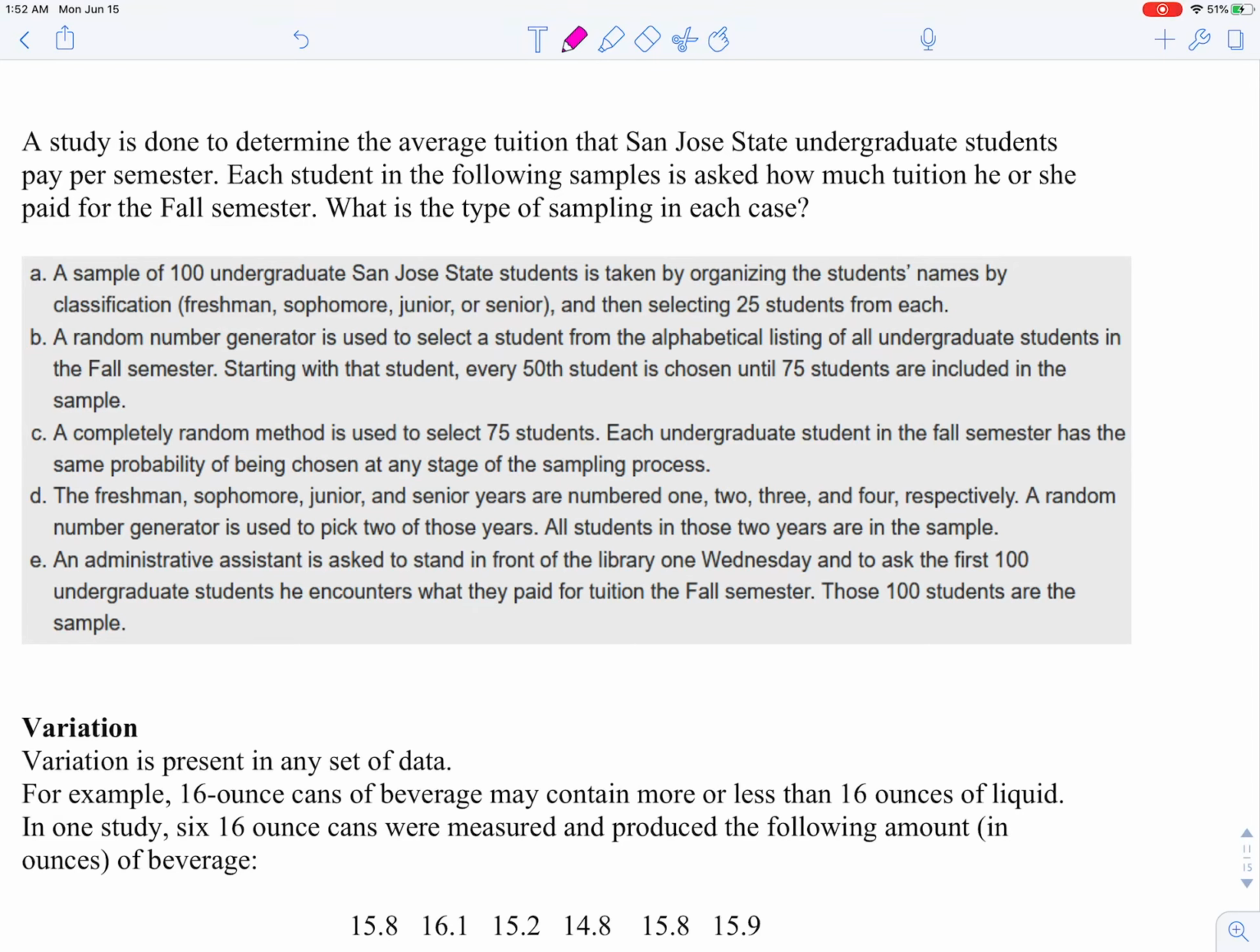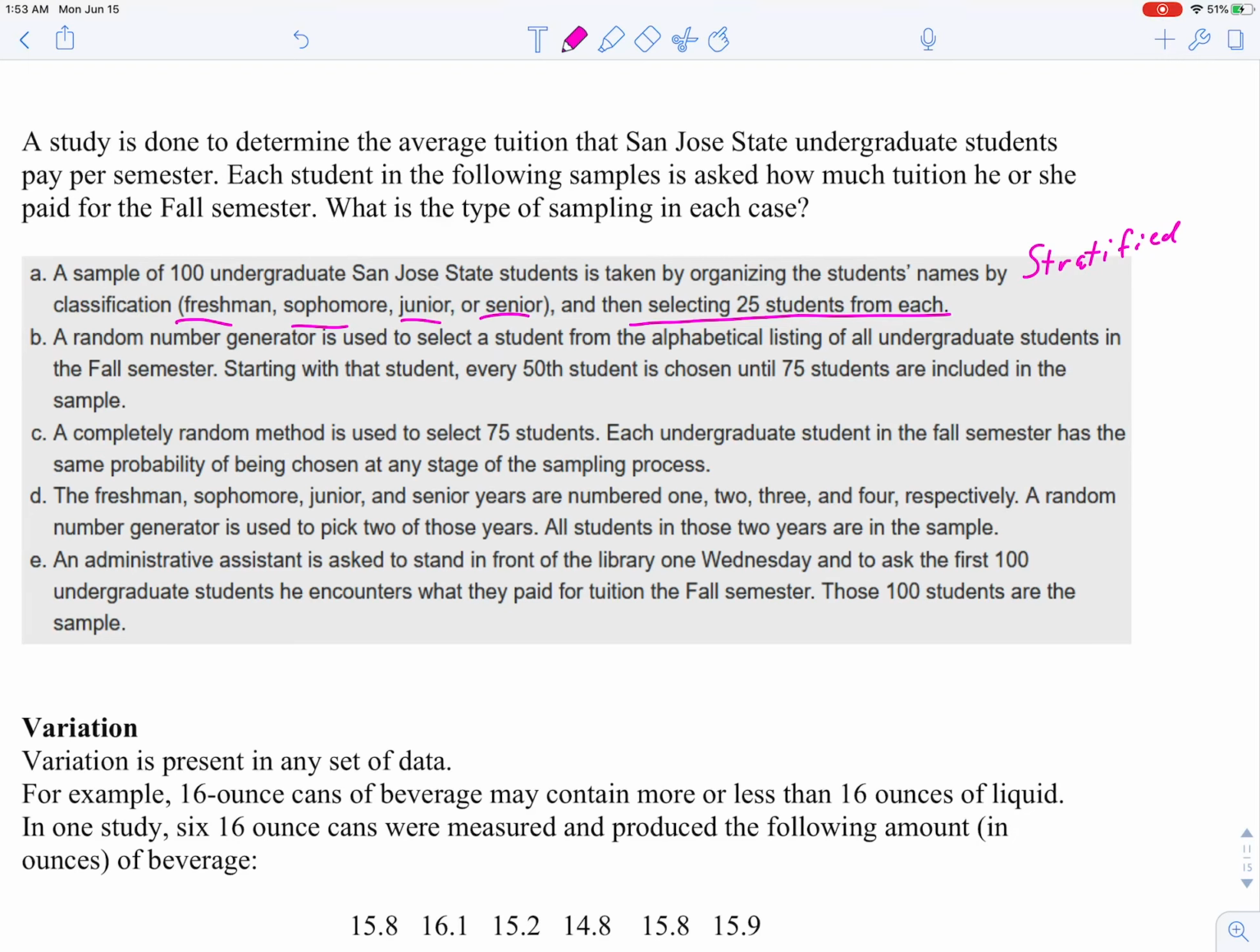All right, A: a sample of 100 undergraduate San Jose State students is taken by organizing the students' names by classification. So freshman, sophomore, junior, senior. In other words, we're putting them in groups, strata, right? And then selecting the same number from each group. Okay, so we put them in groups, select the same number or close to the same number in each group. That is stratified sampling.